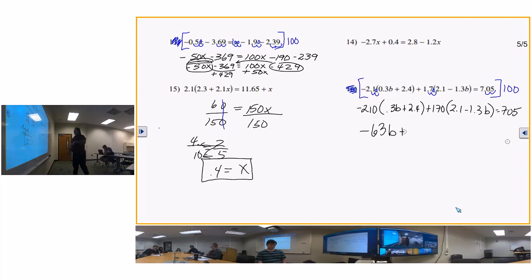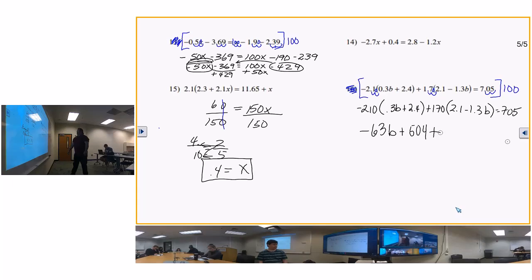So 84 plus 420 is 504. Somebody help me out, or I just got it mixed up in my head. What's 210 times 2.4? Is it 504? Y'all got it? So it is 504? Okay. I was doing it in my head and I got a little bit blurry.